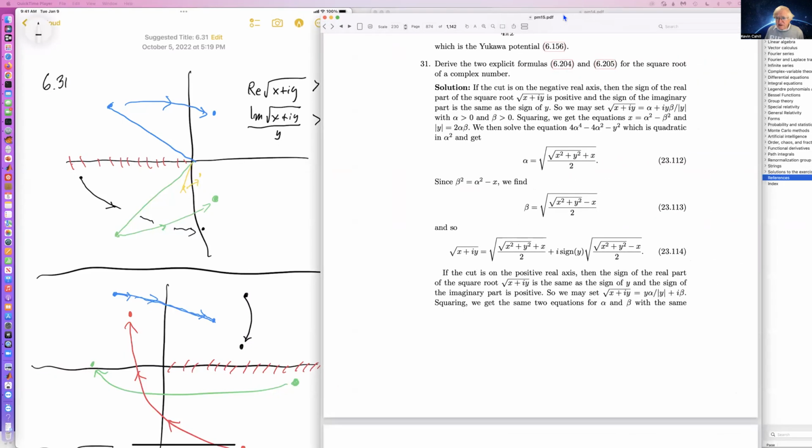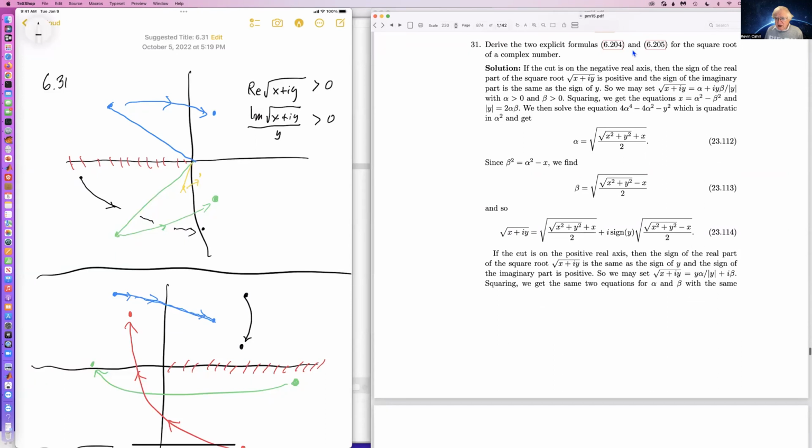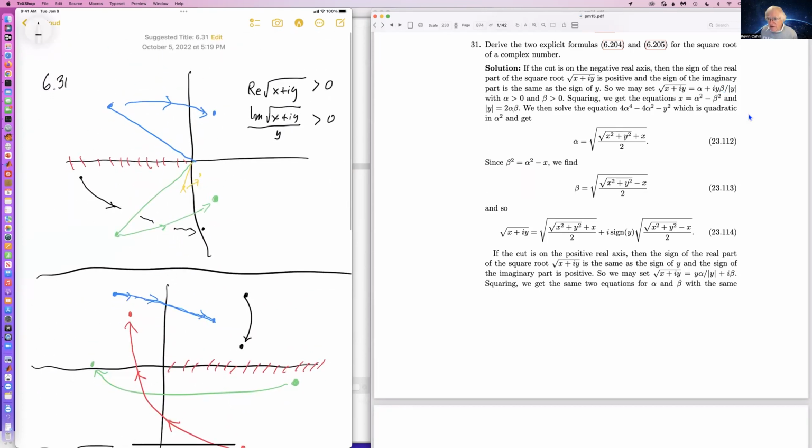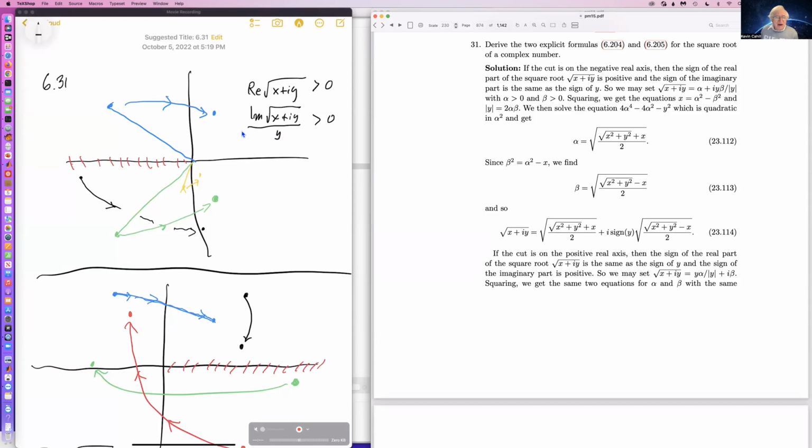And so let me then go through the derivation of problem 31 of chapter 6. What we see here is that we can set the square root of x plus iy to be alpha plus i beta, with alpha and beta both positive. The point here is, I didn't say something to you. The imaginary part of the square root has the same sign as the imaginary part of the number. In other words, if z is x plus iy, the imaginary part is y. If y is positive, it stays positive. If y is negative, it stays negative if the cut's on the negative real axis.